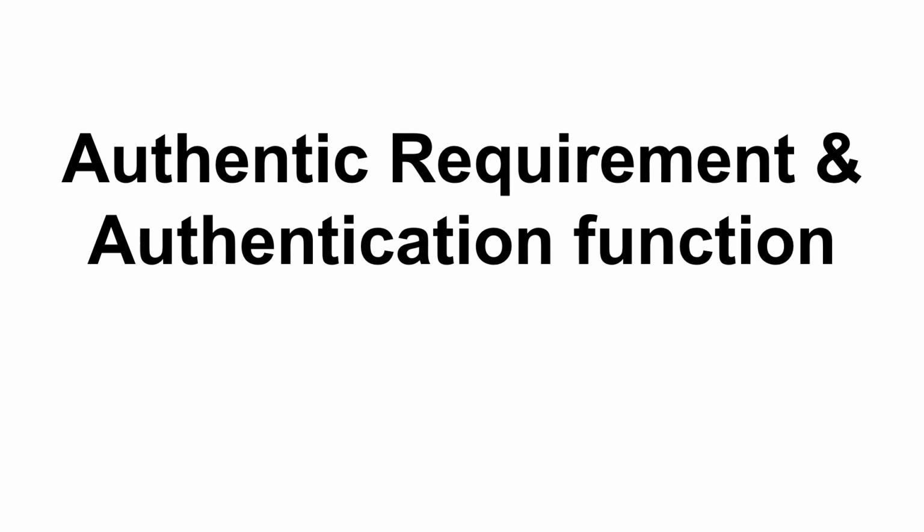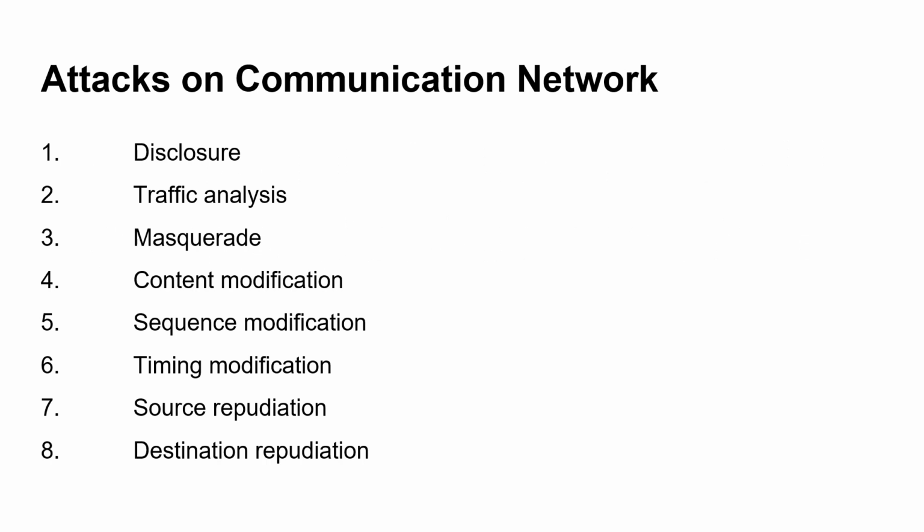Today we are going to explain the authentication requirement and authentication function in Unit 4 in the subject of cryptography and network security. So first we have to know what are the possible kinds of attacks on the communication network. That has been listed here. Number 1 is disclosure, number 2 is traffic analysis, number 3 is masquerade, number 4 is content modification, number 5 is sequence modification, number 6 is timing modification, and source and destination repudiation.